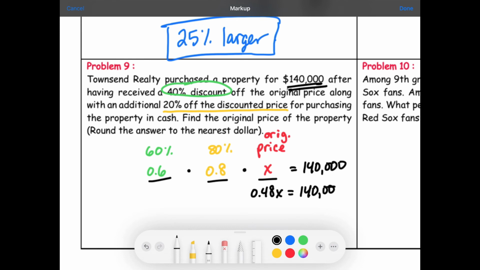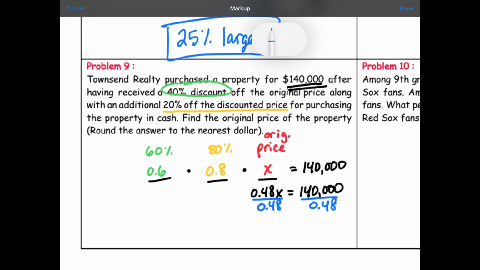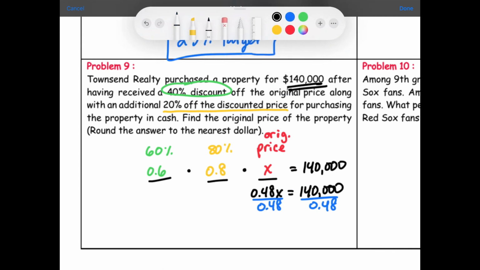And then if you divide by 0.48, you end up with a huge number. So it says to round to the nearest dollar. I can't even see what I'm writing here. Doesn't look like I'm writing much of anything here. Ah, there we go. Move the marker. That was the problem. We get $291,667. Wow, they got quite a deal on that house.